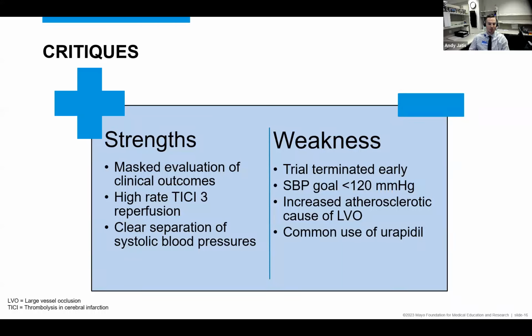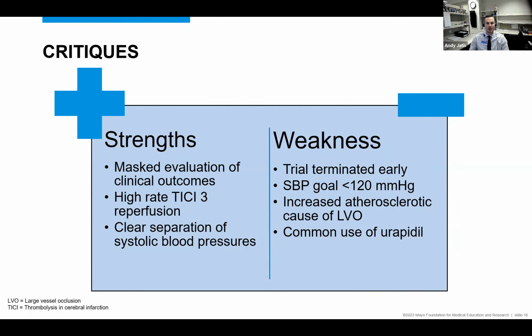The high rate of TICI 3 reperfusion gives us confidence that our systolic blood pressure goal of 120 could be harmful in these groups. But at the same time, it does leave a little bit of room for considering what about their other TICI scores, since 80% or more of these patients fell into that group. I do think it's a strength that they were able to achieve a high degree of separation of systolic blood pressure. Given that in previous trials, a difference of 5 is unlikely to impact clinical outcomes, maybe this gives us some kind of baseline of a difference that we can expect to see impact on clinical findings.